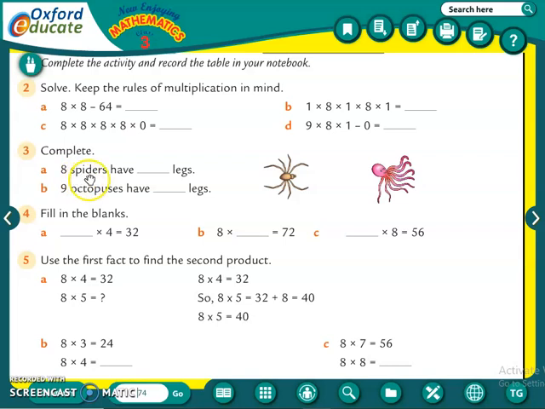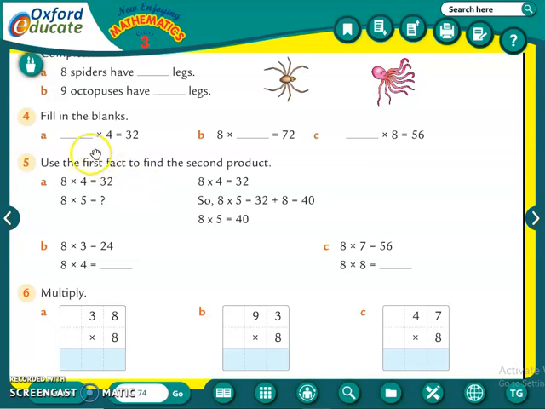Complete. 8 spiders have dash legs. Here is the spider. One spider has how many legs? You can count 1, 2, 3, 4, 5, 6, 7, 8. One spider has 8 legs. Like that. 8 spiders have how many legs? What will we do? 8 multiplied by 8. So the answer will be 64. You have to write here 64. Like this the second one also you have to do by yourself.